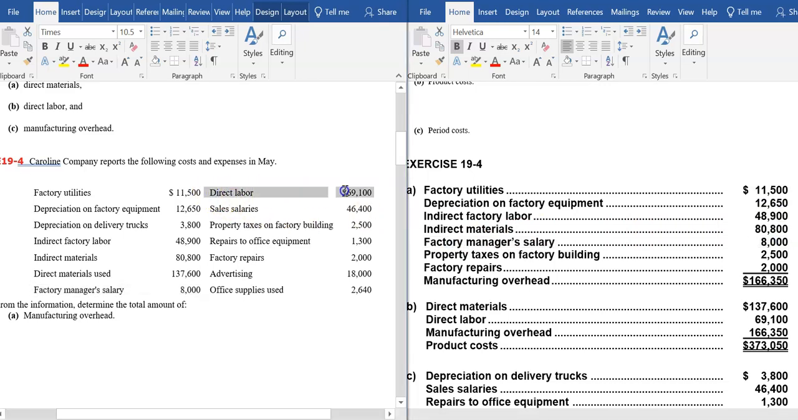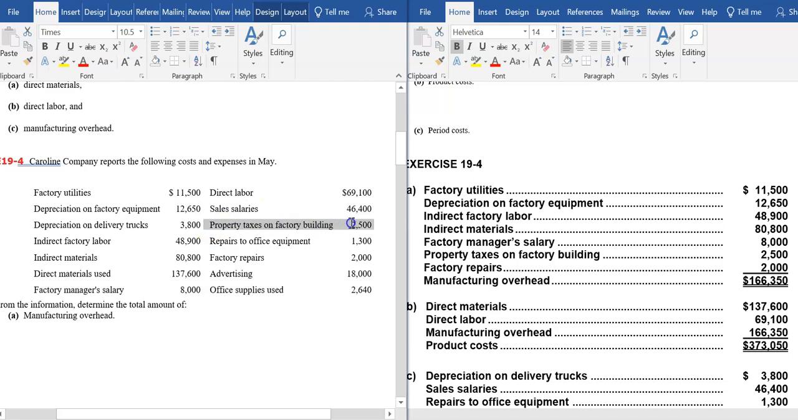Direct labor. This is a cost of making the product. These are the labor costs of the employees working on the assembly line, putting together the product. But it is a direct cost, not an indirect cost. So it is not included in our overhead cost. Sales salaries. This is not even a product cost. This has to do with the selling of the inventory, not the producing of the inventory. Thus, that will be a period cost, not a product cost.